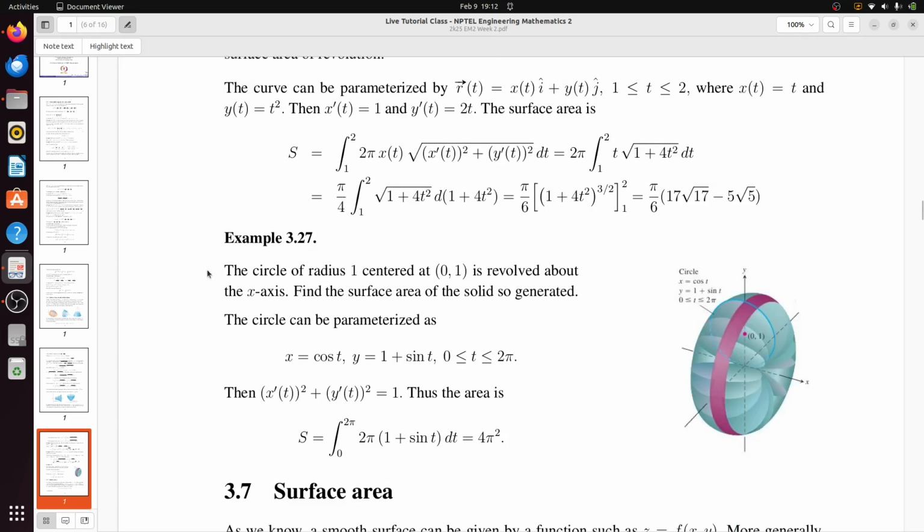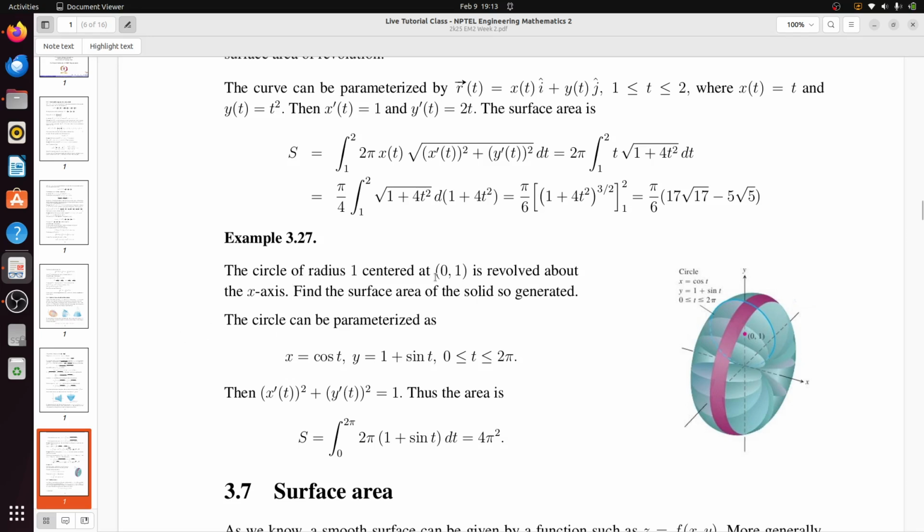Next, the circle of radius 1 centered at (0, 1) is revolved about the x-axis. So you have a circle and your circle is revolved like this, so you will get a torus-like structure. So it's revolved about the x-axis.